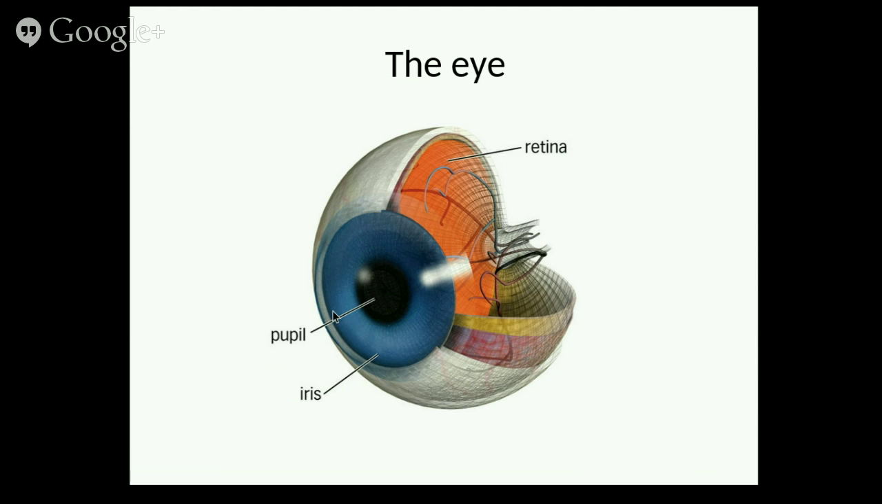Now your iris is the coloured part, and that changes shape depending on the conditions you're in, whether it's light or dark. So if it's really dark, then this iris will pull right back so that more of the pupil is exposed, so more of the light can get in. Whereas if it's really light, this iris will make the pupil really small, so even less light can go in, because at the end of the day, it's trying to stop your eyes from getting damaged.